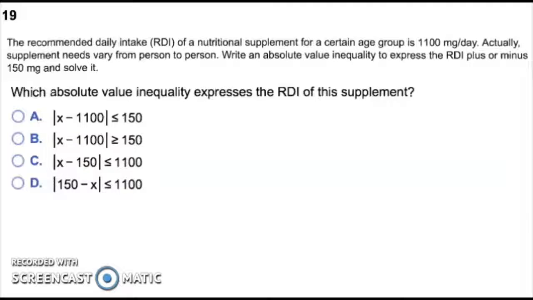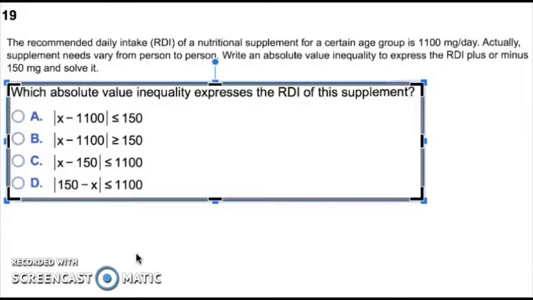Now, you have x minusing something or something minusing x in each one. Now, we're told that the recommended amount to ingest each day is 1,100. If x is the actual amount we intake, that means that minus what's recommended is what's going to be inside the absolute value, because that's what's going to be compared to the 150 in terms of being plus or minus that 150. And that means our choice is going to be A for that reason.